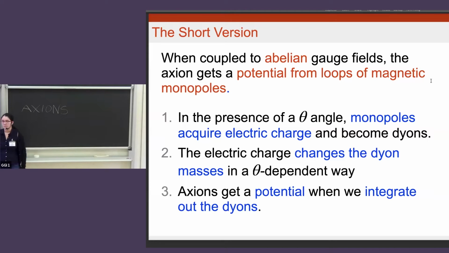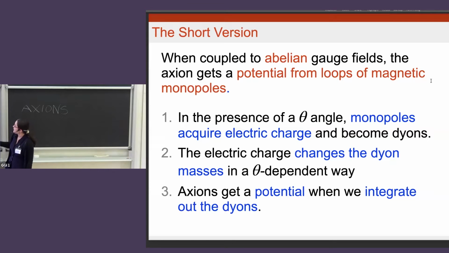Second, the electric charge changes the dyon mass in a theta-dependent way. And third, axions get a potential when we integrate out the dyons. So these first two effects just depend on the fact that we have a theta angle.